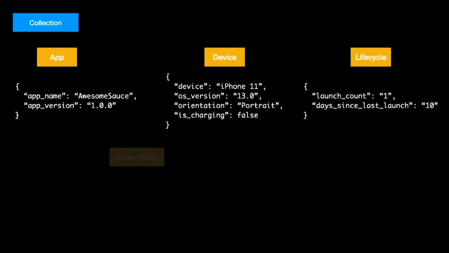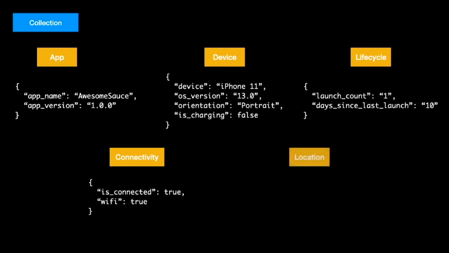Next up is the connectivity module. The connectivity module is what it sounds like. It gets information on what type of network you're using. Are you on Wi-Fi or cellular? Then there are other modules, some optional, like the new location module.